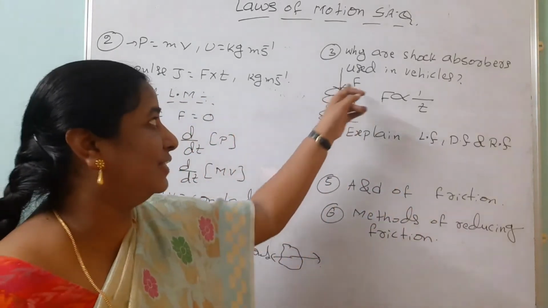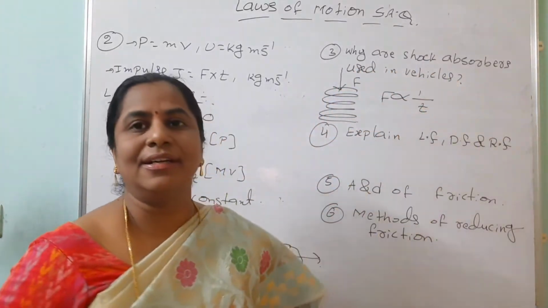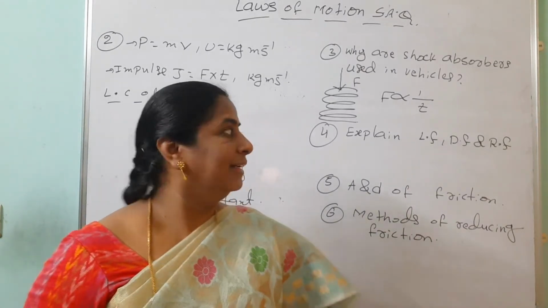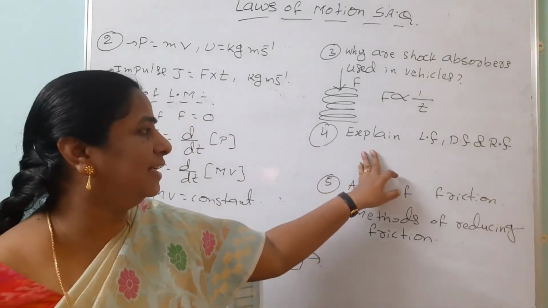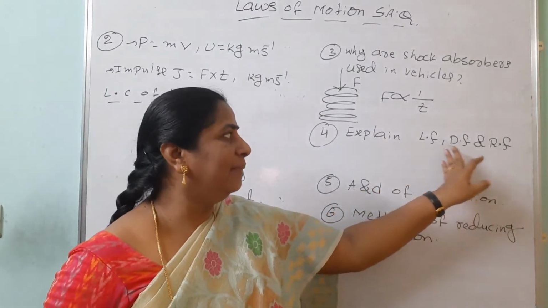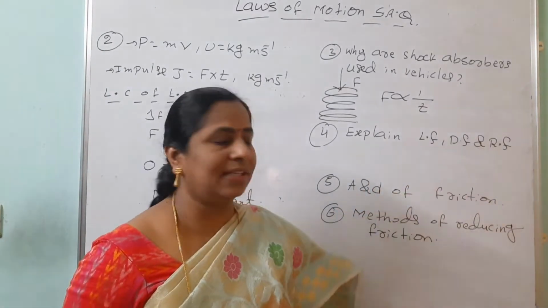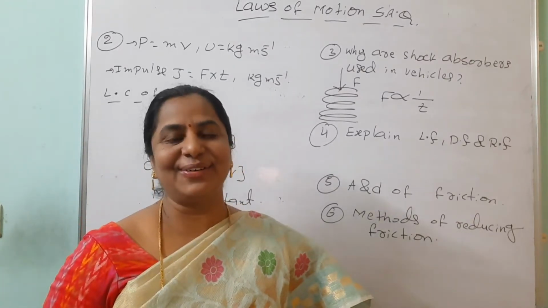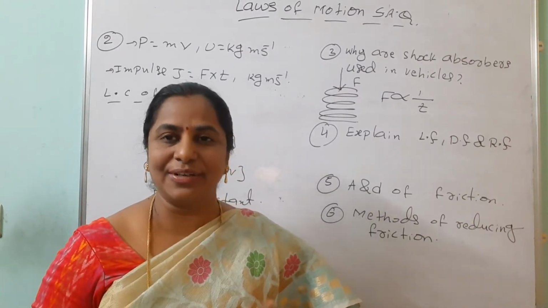So anyway, our question is, why we use a shock absorber: we can reduce the net impulsive force. Then the fourth question is, explain limiting friction, dynamic friction and rolling friction. See, one friction only we are having doubt about, so how should we learn these? Don't confuse.